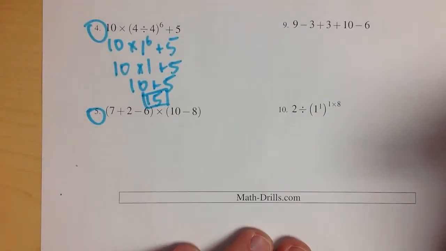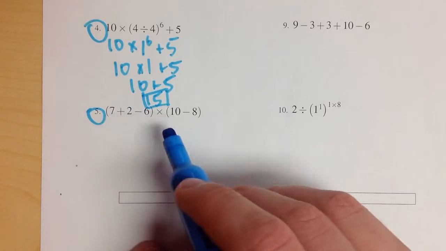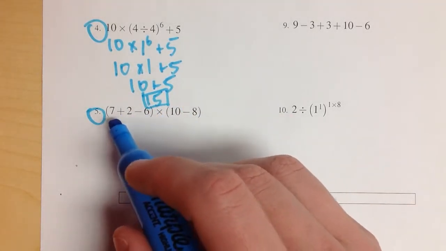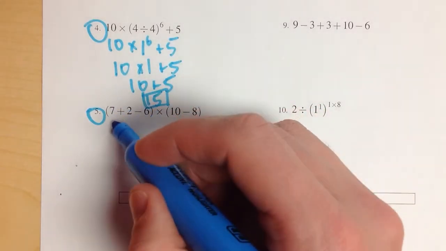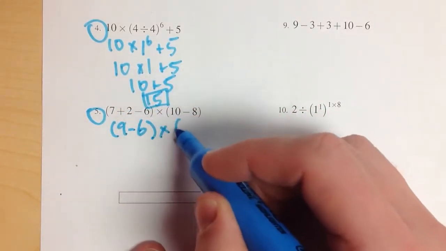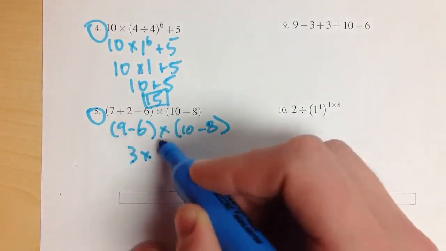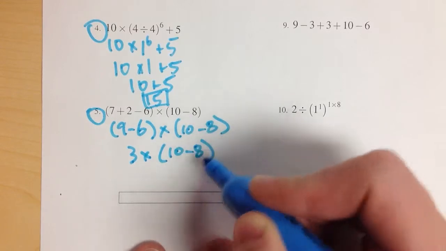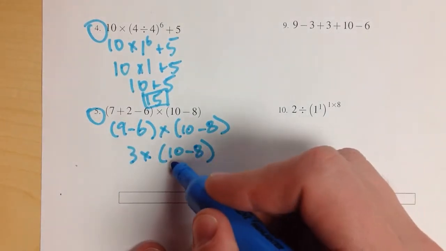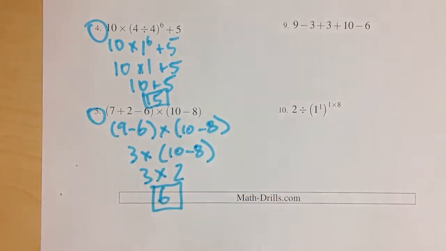And then number 5, we have 2 sets of parentheses here, so I just work left to right. Inside here I have plus and minus, so I can go left to right again. So this becomes 9 minus 6 times 10 minus 8. 9 minus 6 is 3 times 10 minus 8. Since this is in parentheses, I would do that before the multiplication. 10 minus 8 is 2, so I have 3 times 2, so my answer is 6.